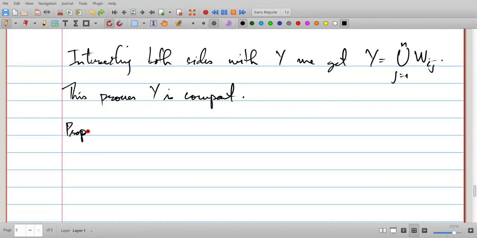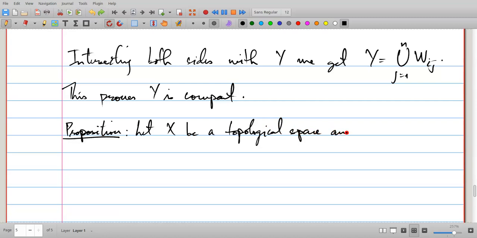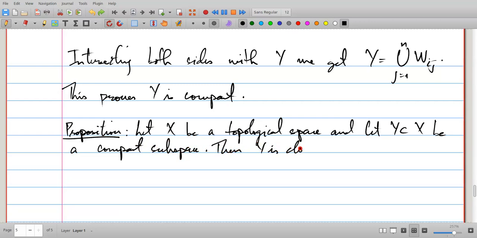And here is another proposition. Let X be a topological space and let Y contained in X be a compact subspace. Then Y is closed in X. So let us prove this.